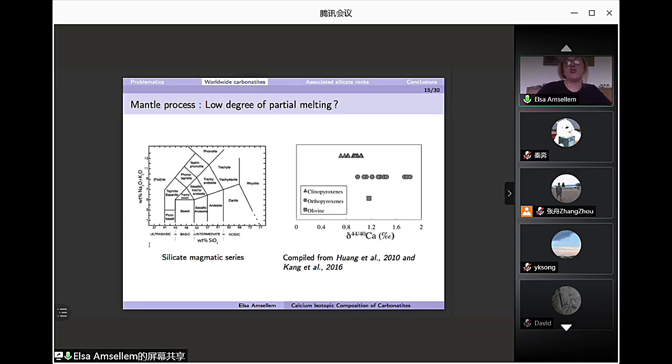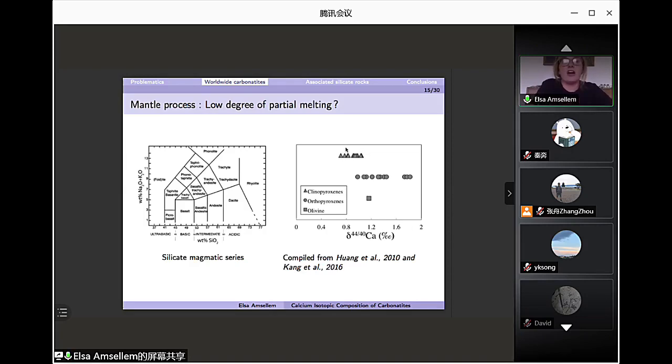One is a low degree of partial melting of the mantle, because it will enrich in incompatible and alkali elements. And if there is a low degree of partial melting of the mantle source, then the first mineral to enter the melt will be the clinopyroxene. The first calcium-bearing mineral will be the clinopyroxene.